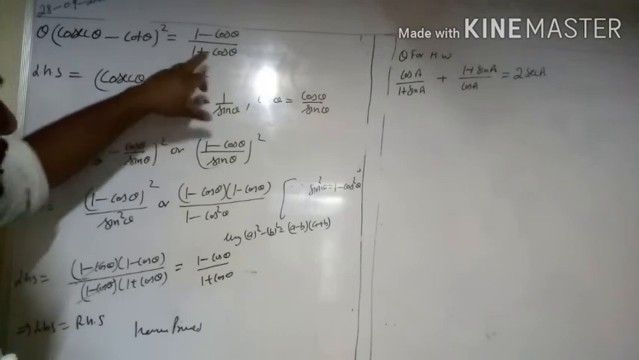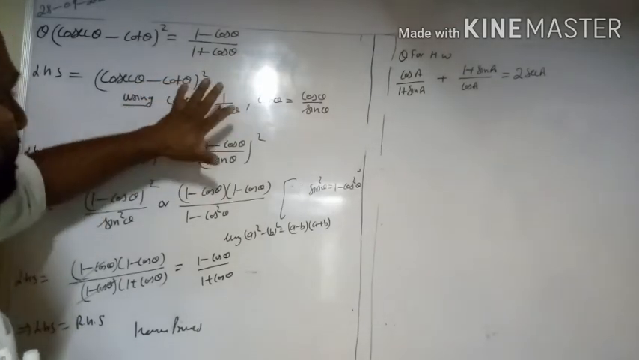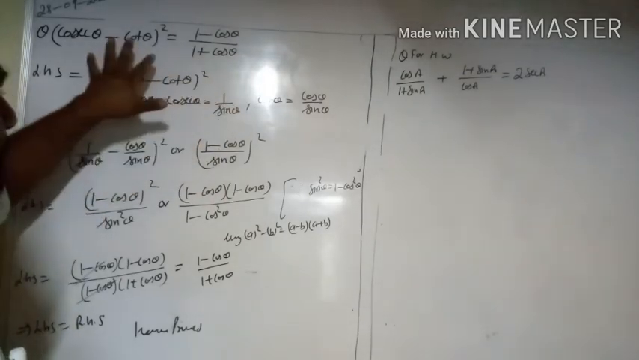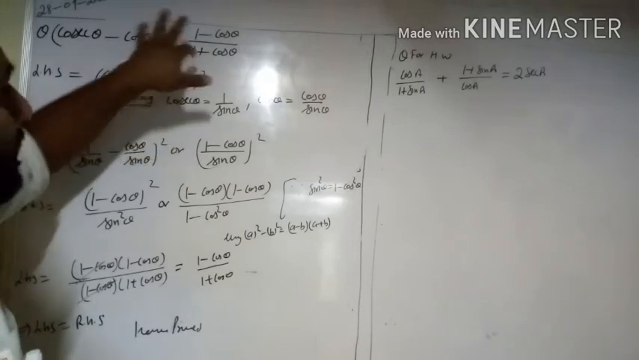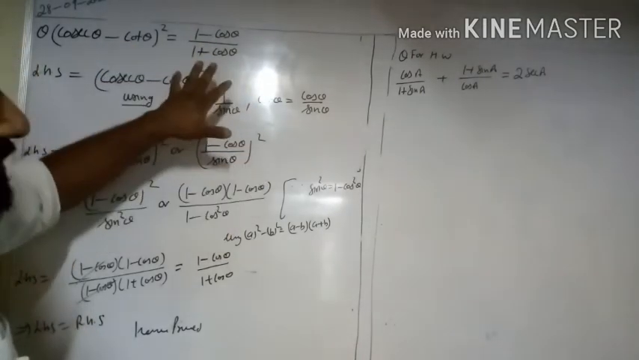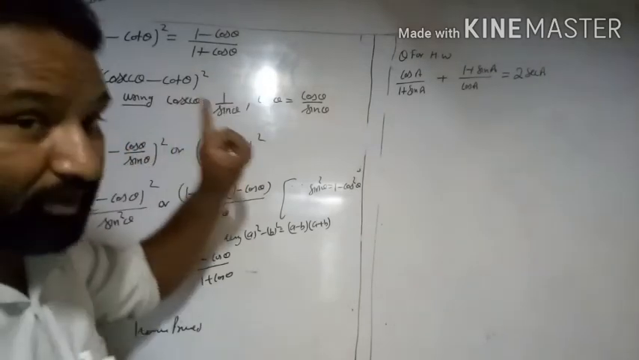So by solving this, I have to get the right hand side. So this is one way. When I'm taking the left hand side, I need the right hand side. If the right hand side comes, then it means left hand side is equal to right hand side. That is the one way I told you.